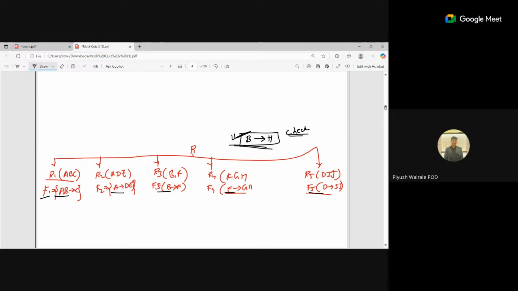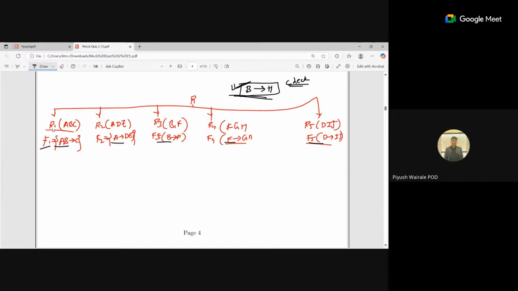Now tell me the method to check for dependency preserving. By combining two different rows, or taking the closure and seeing if it gives all the functional dependencies. So F1, F2 are basically all the applicable functional dependencies to R1, applicable FDs to R1 here, right?